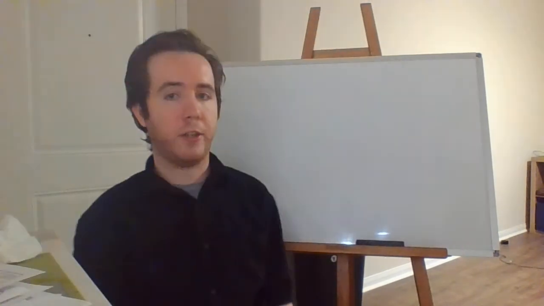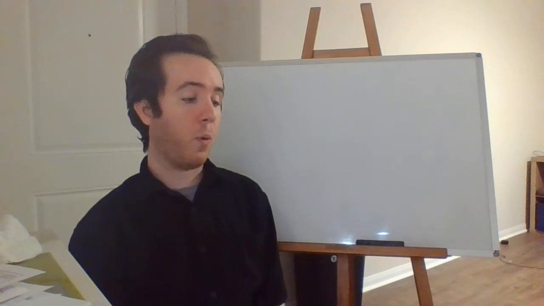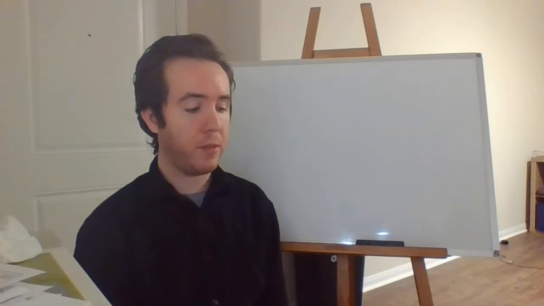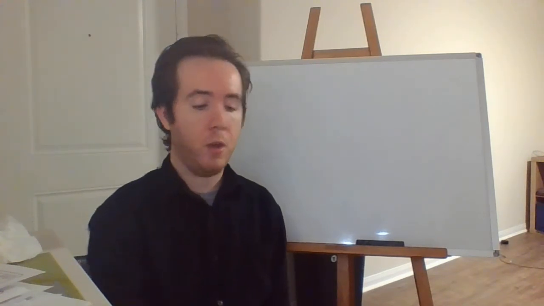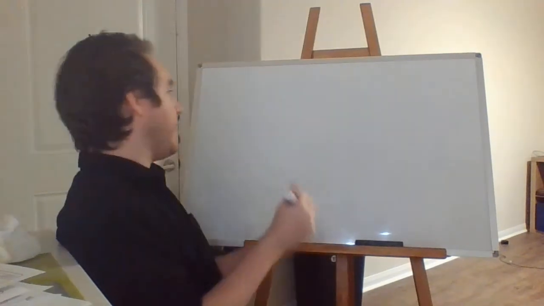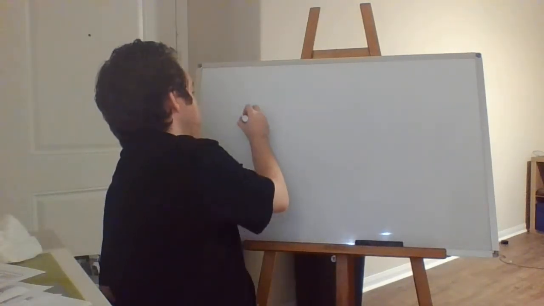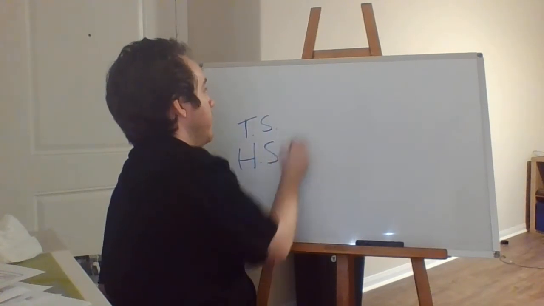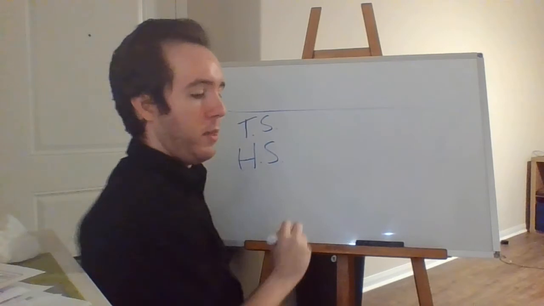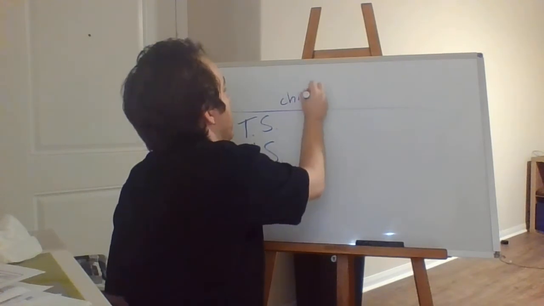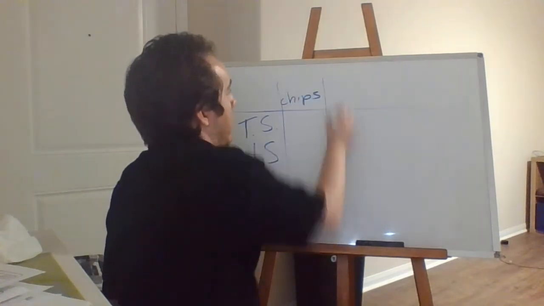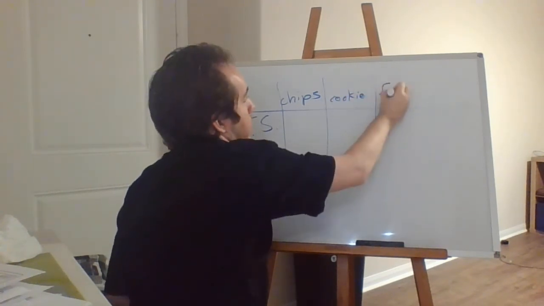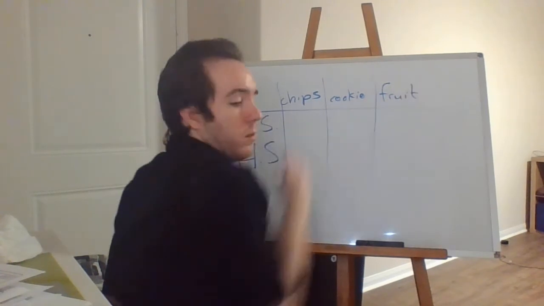So let's look at the next question. It says, the table below shows the customers' orders of lunch choices from Mary's Diner. What is the experimental probability the next order will be a turkey sandwich with chips? So in my table, I'm going to abbreviate here, we have a turkey sandwich and a ham sandwich, and that comes with either chips, a cookie, or fruit. Okay?